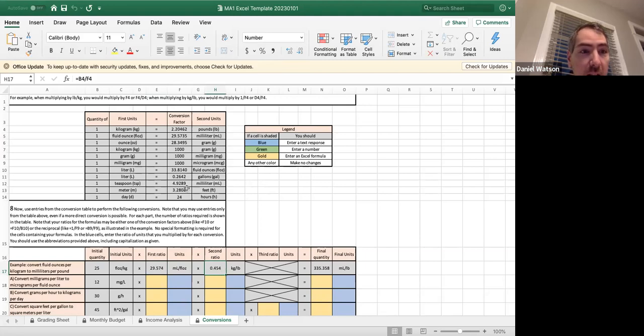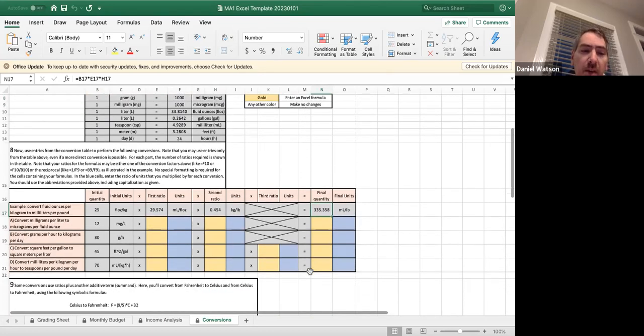So in row 4, we've got 1 kilogram equals 2.20462 pounds. So we've got kilograms per pound, so we're going to have equal B4 divided by F4 for that formula. And then for the final quantity, we're going to multiply everything that we've done: initial quantity B17 times the first ratio E17 times the second ratio H17, and that will give us our final answer of 335.358 in the example.